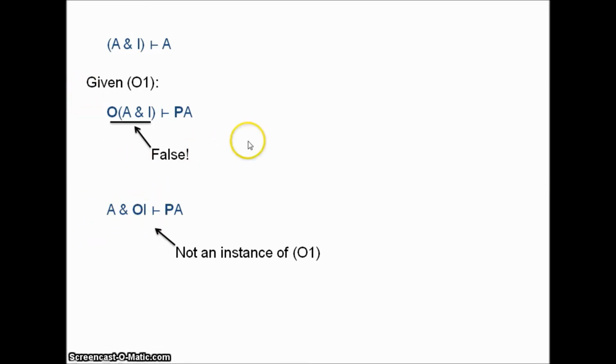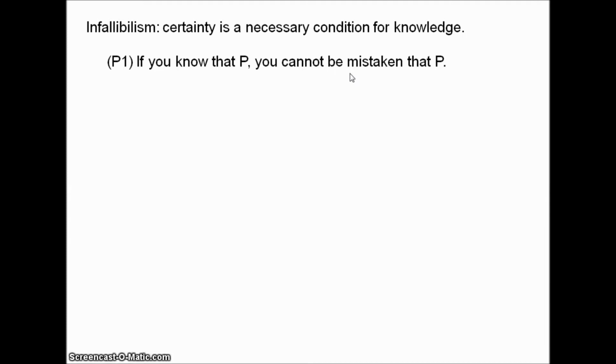Okay, a final example. Here is a simple argument for infallibilism, the claim that certainty is a necessary condition for knowledge. This is a claim that if you're able to doubt a belief, if you have any doubt at all for a belief, then it's not knowledge. So quite a strong claim. If you know that P, you cannot be mistaken that P. This seems fair enough. After all, truth is a condition of knowledge. So if you know something, it must be true, which surely means you can't be mistaken about it, right?